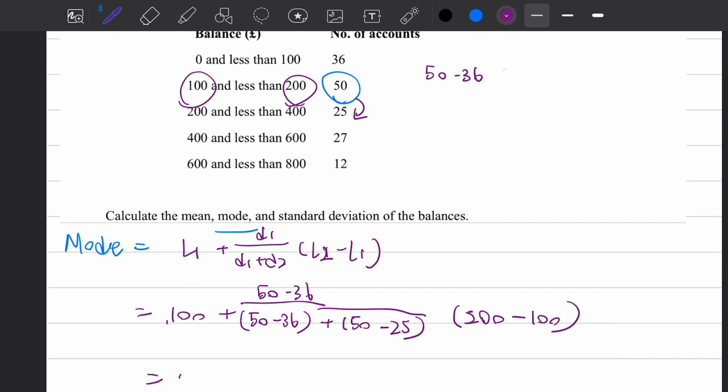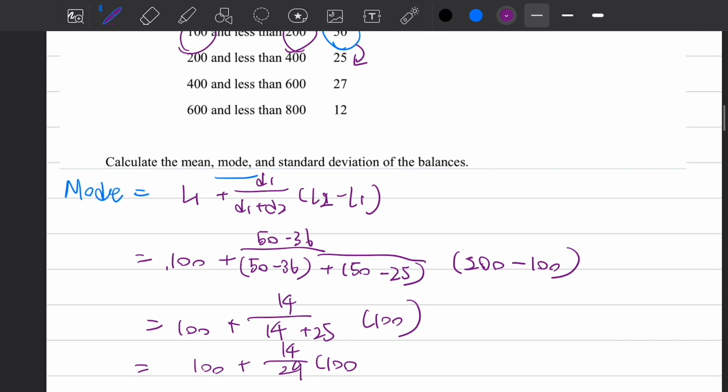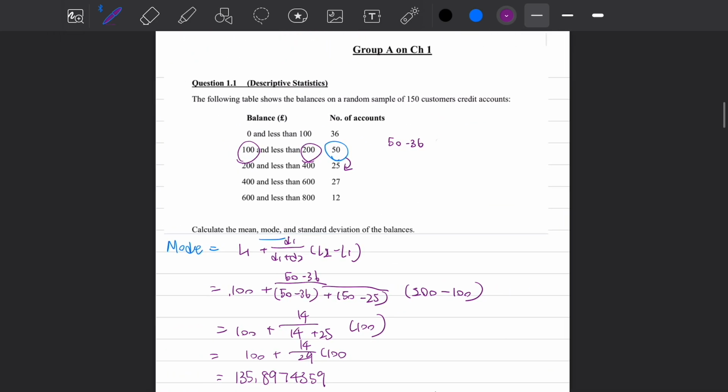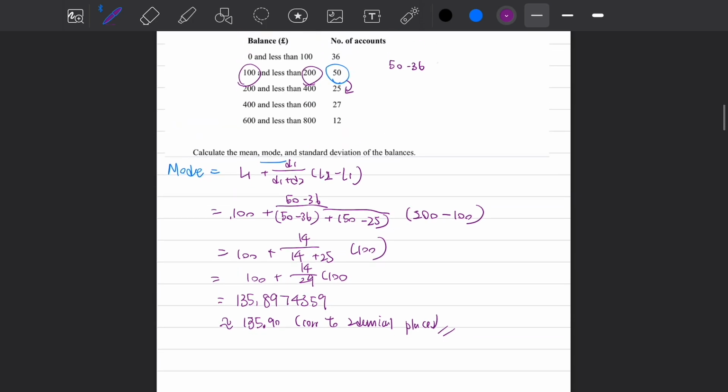Therefore, correct to 2 decimal places. So now we can find the mode.